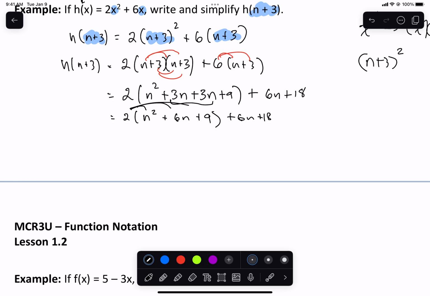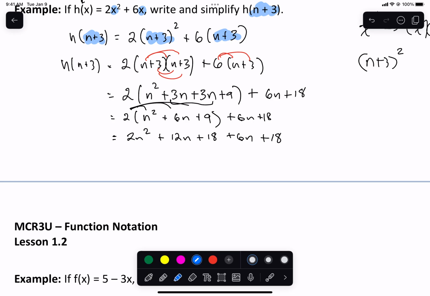Are we okay or no? If you have a question with one thing in particular, just ask it, and we'll identify where it came from. Okay, so now I'm just going to distribute the 2 in. 2n squared plus 12n plus 18 plus 6n plus 18.